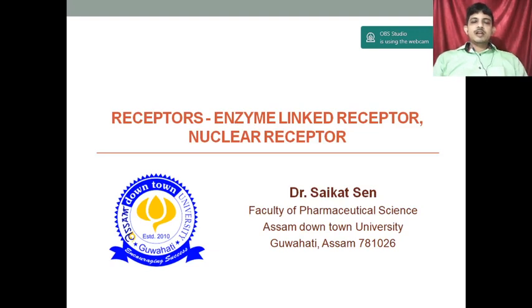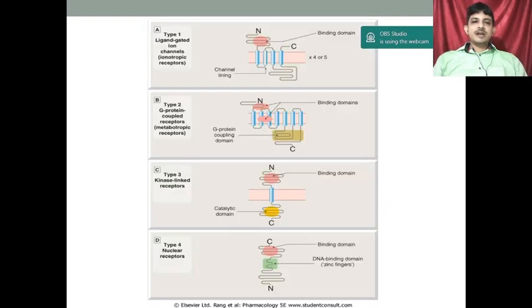Good morning. In continuation to our receptors, till now whatever we have discussed, receptors are classified into four types. Type 1 is the ligand gated ion receptor, which is also called the inotropic receptor. Here, this is the N terminal, and the C terminal and N terminal are both there.